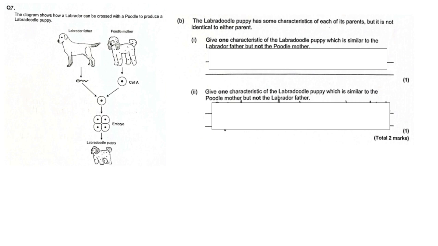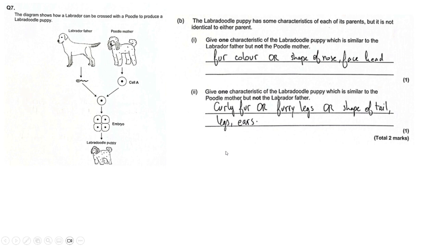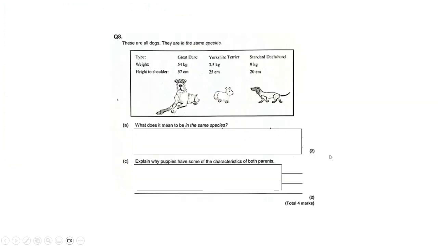So we can see that the shape of... what am I looking at? For the father, we have the similar shape of the face, same fur color, same shape of nose, face, head. And one characteristic the Labradoodle puppy has similar to the poodle mother, but not the Labrador father, would be the curly fur, or the furry legs, or the shape of the tail, or the shape of the legs, or the shape of the ears. So you choose one of those to get the full mark.